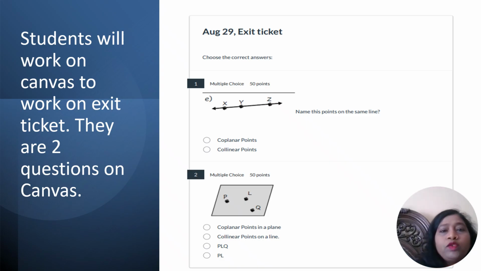Okay, students, thank you so much for working on Lumio, working on quizzes. Now it's time to wrap up the lesson. So you will work on Canvas on the exit ticket. There are two questions on Canvas. I gave it as a small quiz. Answer these two questions on the exit ticket.